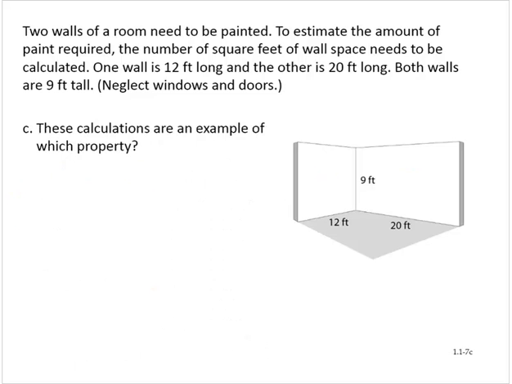So these calculations were an example of which property? So here's what we saw. 9 times 12 plus 20 was the same as 9 times 12 plus 9 times 20. In other words, if we added first, that would give us the 9 times 32, which was 288. Or if we multiplied first and then added, it gave us the same thing. And this is an example of what's called the distributive property.